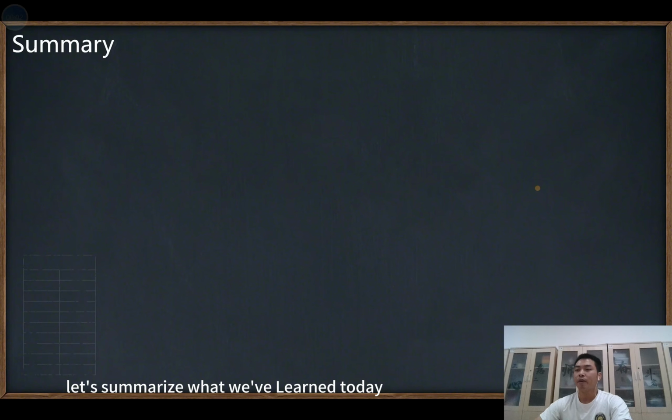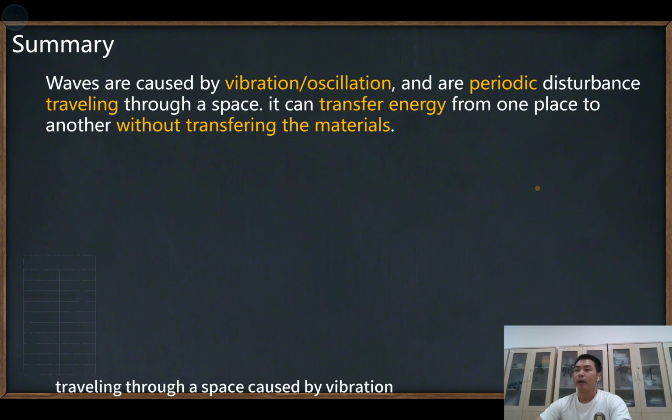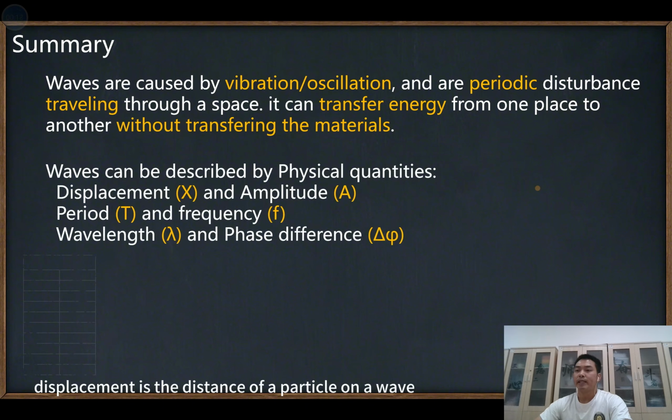Let's summarize what we've learned today. Waves are periodic disturbances traveling through space caused by vibration. Waves can transfer energy without transferring the materials. To describe a wave, we can use the quantities below. Displacement is the distance of a particle on a wave from its equilibrium position, and amplitude is the maximum displacement. Period is the time taken for one completed vibration of a particle on a wave, and frequency is the number of completed oscillations per unit time of a particle on a wave.